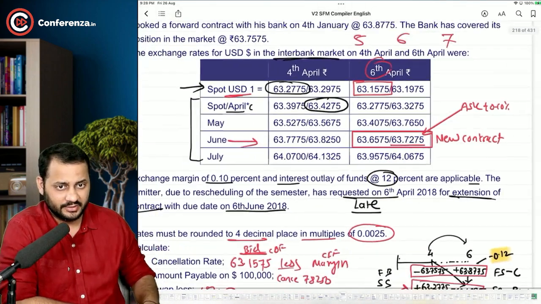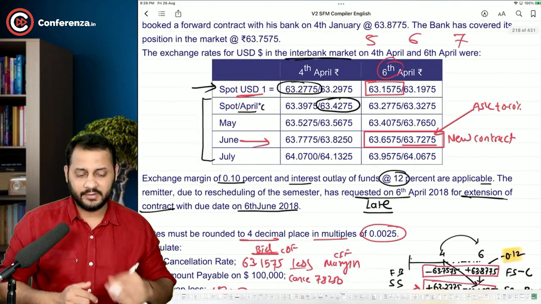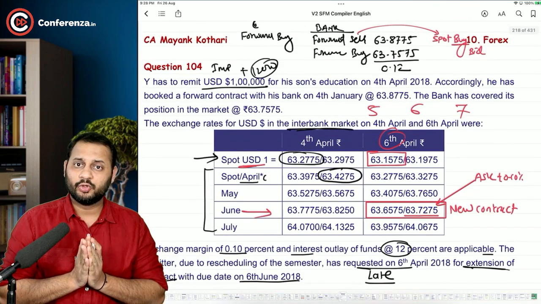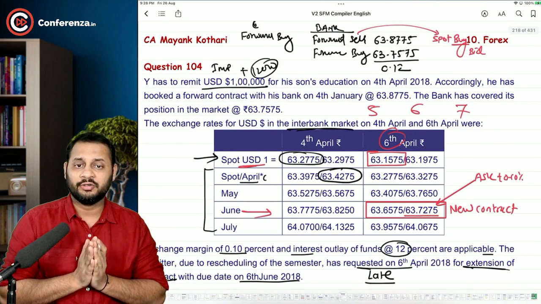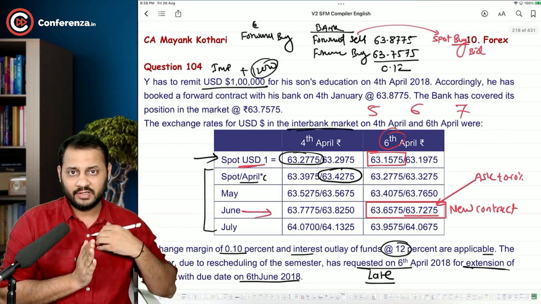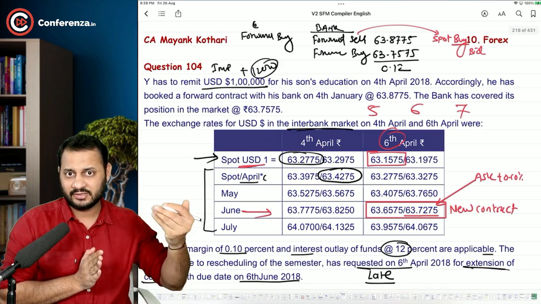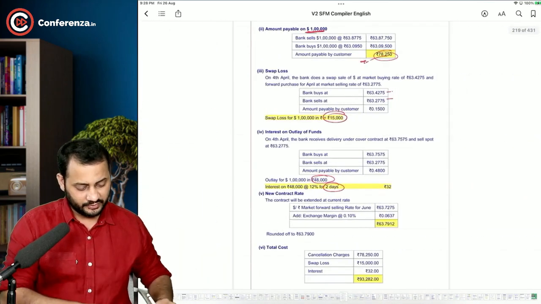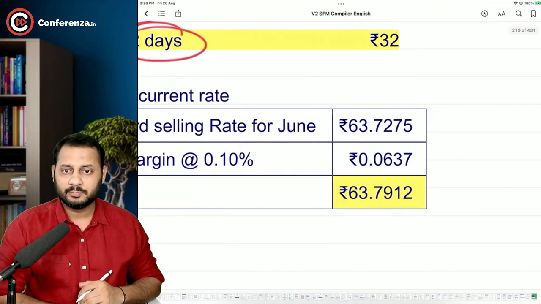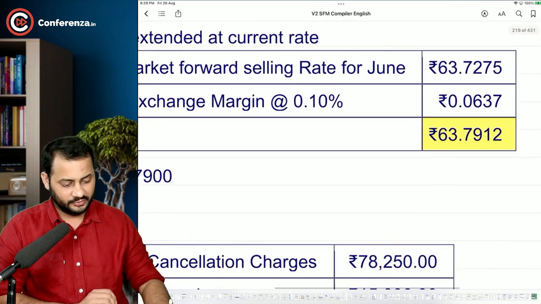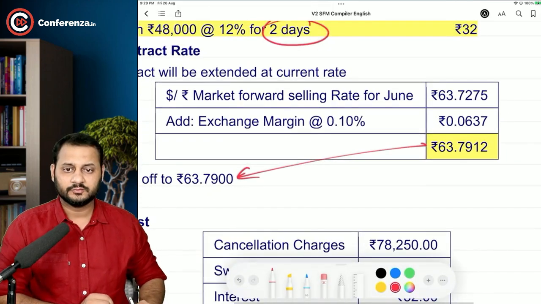63.7275, right? Ask rate. I will just repeat that again. On 6th of April, the customer says that I'm going to buy the dollars from you in June. Customer will buy it, we will sell it to the customer. The bank will sell at ask rate 63.7275, plus margin because it is ask rate. And the closest rate is 63.79. That's it.